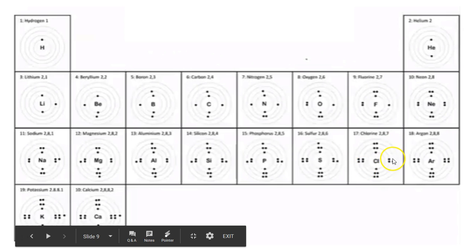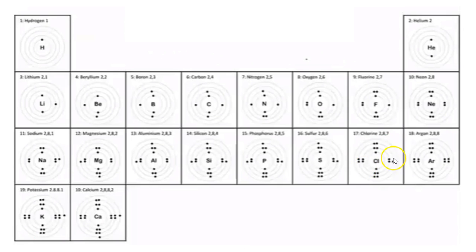Chlorine is going to have a -1 charge, because a chlorine ion only needs one more electron to become like argon. Oxygen and sulfur are going to have a -2 charge because each of those needs 2 electrons to become like neon or argon. Nitrogen's going to have a -3 charge, and so on and so forth.